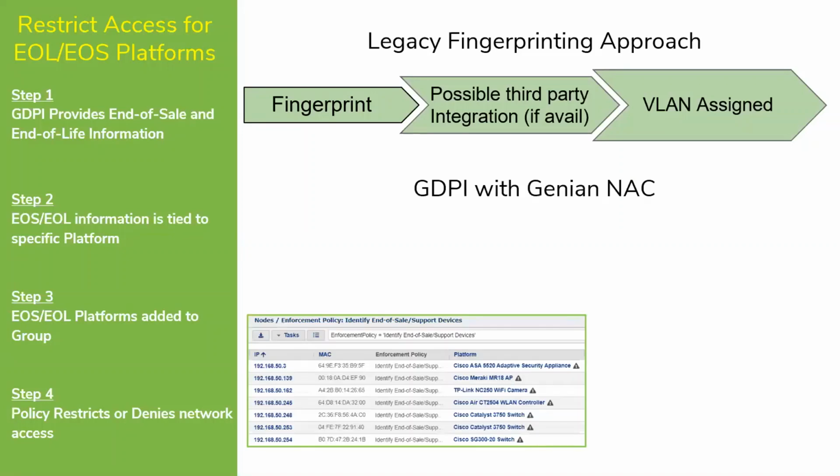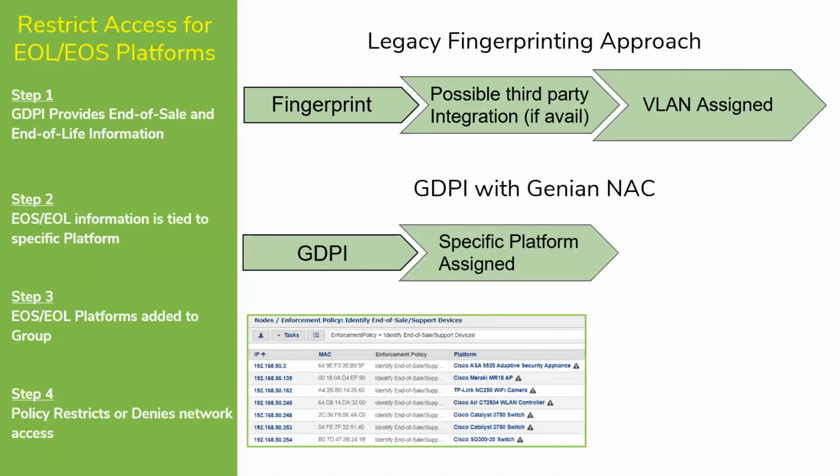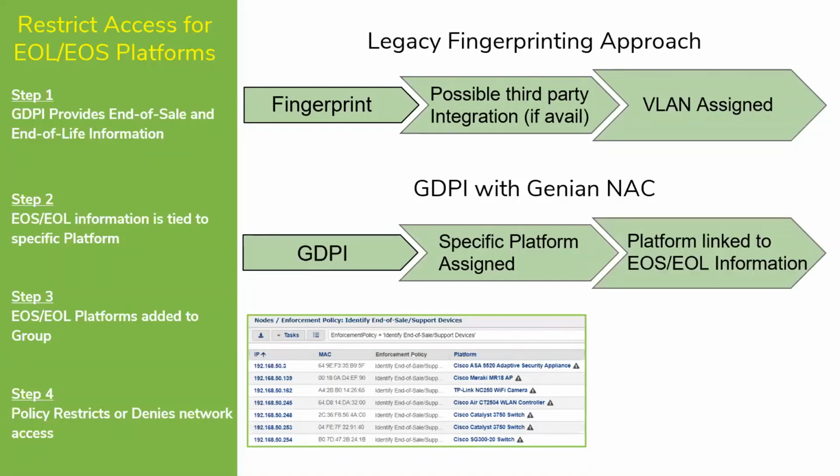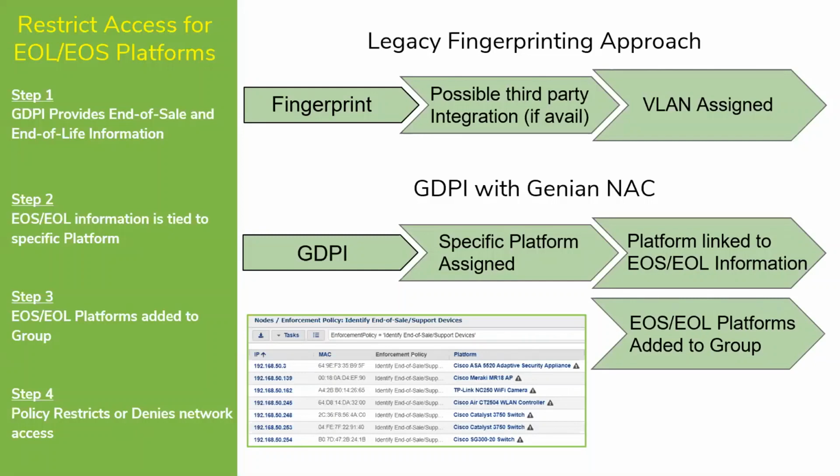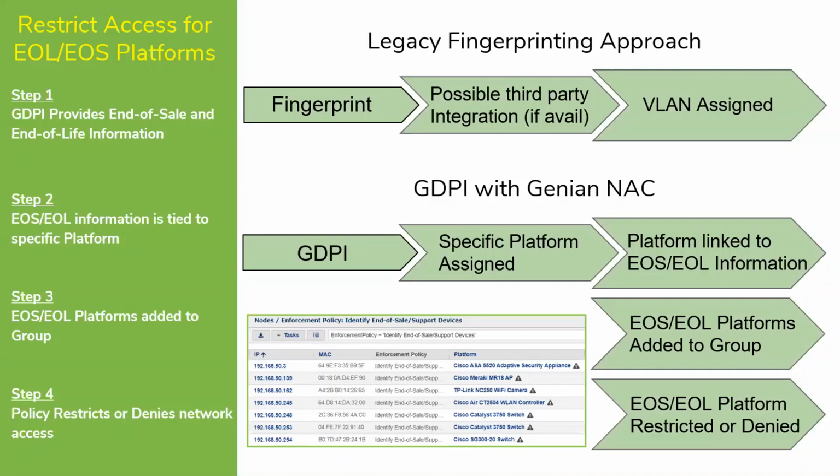With Genius Device Platform Intelligence, it's a bit different. So the GDPI cloud database is linked up to your ZTNAC system. A specific platform is assigned. Everything is linked. If there's an EOS or EOL data for that platform, you can group those together and then you can do something with those devices. You could just notify, but again, this doesn't require third-party integrations and it's all integrated out of the box, so to speak.